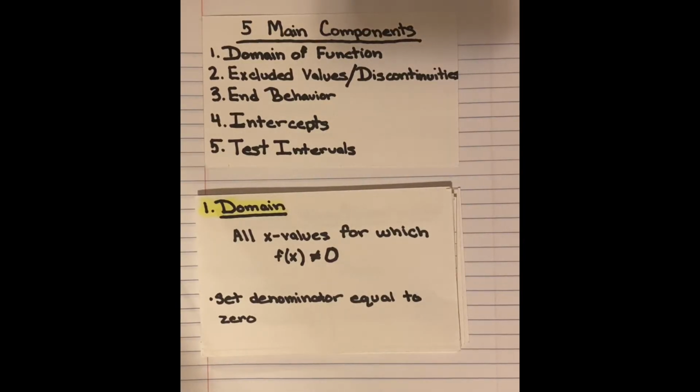Since rational functions are one of the more complex functions, we utilize these 5 main components to ultimately help us graph and understand the components of a rational function. So our first main component is going to be looking at our domain. And to find that, that'll be all our x values for which f of x does not equal 0. And to find that, we're just going to set our denominator equal to 0.